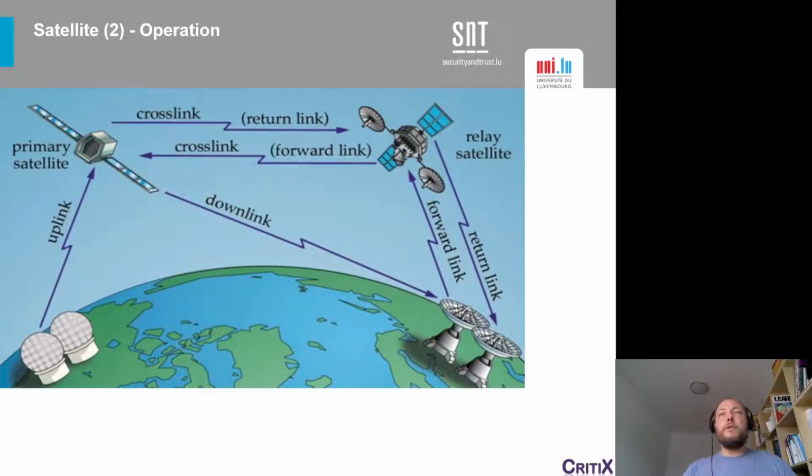Typical operation of a satellite system. We have a satellite, the primary satellite here. There must be some station which is commanding and sometimes getting the telemetry data from the satellite.